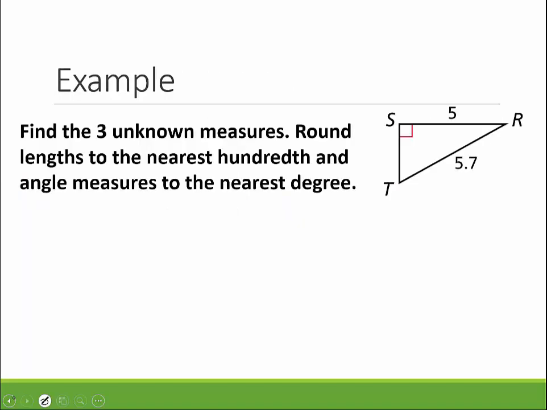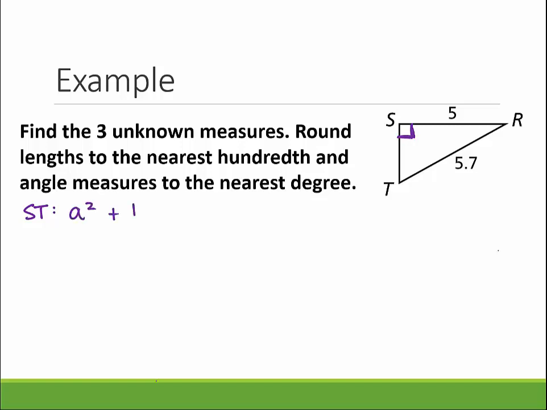So find the 3 unknown measures, round lengths to the nearest hundredth, and angle measures to the nearest degree. When I look at this triangle, first thing I want to double check is, is it a right triangle? If it's not, we can't do any of this. But because it is, I need to find ST. That's one of my unknown lengths. Because I have 2 lengths of this triangle, I'm going to use Pythagorean Theorem.